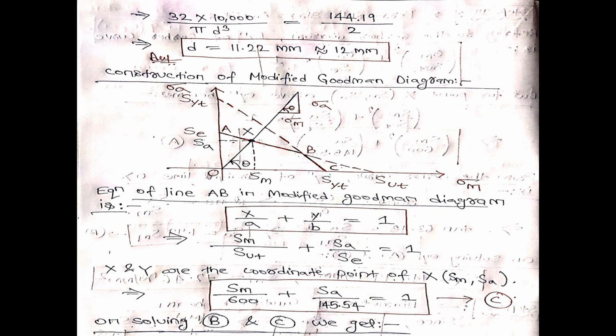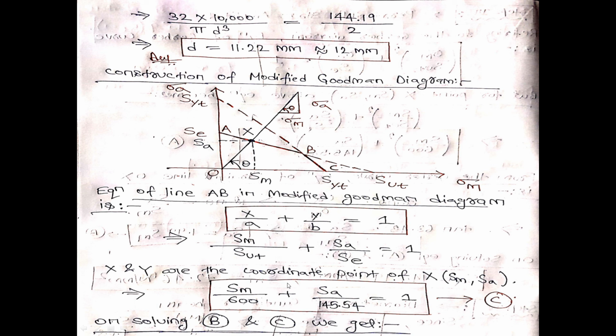But in this case, what will change? The equation of the line will change, because we are talking about the Goodman diagram. We know the equation of the Goodman diagram is, since it is a straight line, x by a plus y by b equal to 1, where a and b are the intercepts on the x and y axes. The x-axis is sigma m, the y-axis is sigma a, but we are interested only in point x whose x coordinate is Sm. That means I have to replace sigma m by Sm, and sigma a by Sa, whose coordinate on the y-axis is Sa.